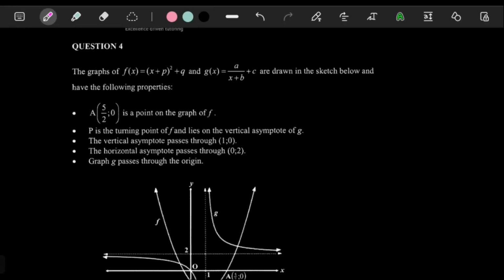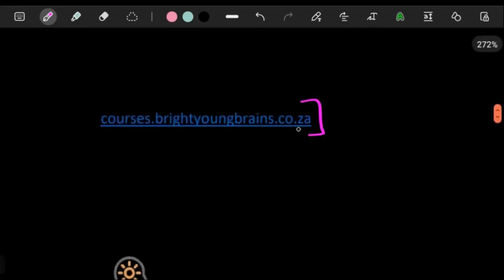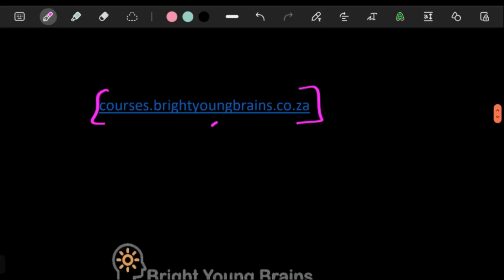They said here they are drawn in the sketch below and have the following properties. The question looks familiar. Well, not necessarily this exact one, but the structure and the nature of it. I promise you, if you do go through the online courses on our website, when you will be going through these exams, you will really see why these are actually quite powerful. The link to that is in the description.